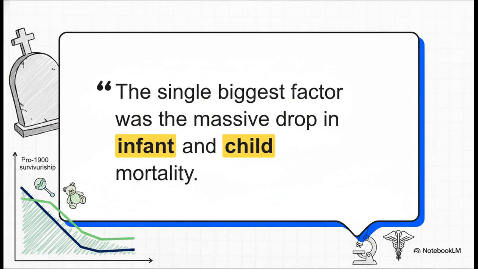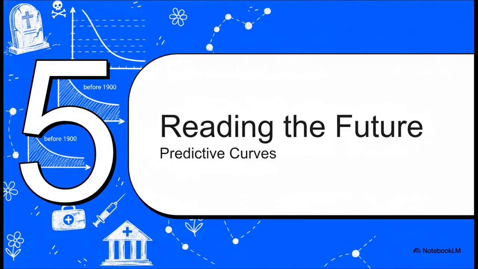By far, the most impactful thing was just saving the lives of the youngest people in our society. That massive drop in deaths for infants and children had this huge ripple effect that lifted the entire curve up for everybody. Okay, so now that we know how to read these curves, we can use this tool to analyze all kinds of different situations and even get a glimpse of what the future might hold.